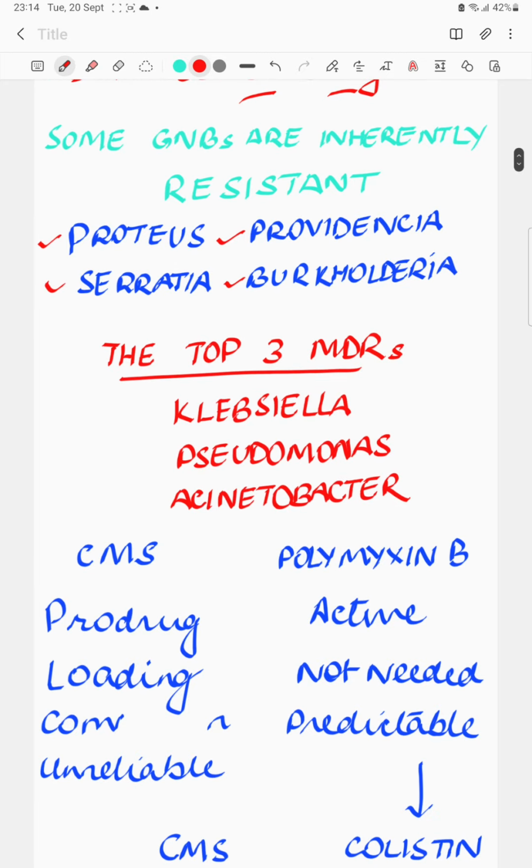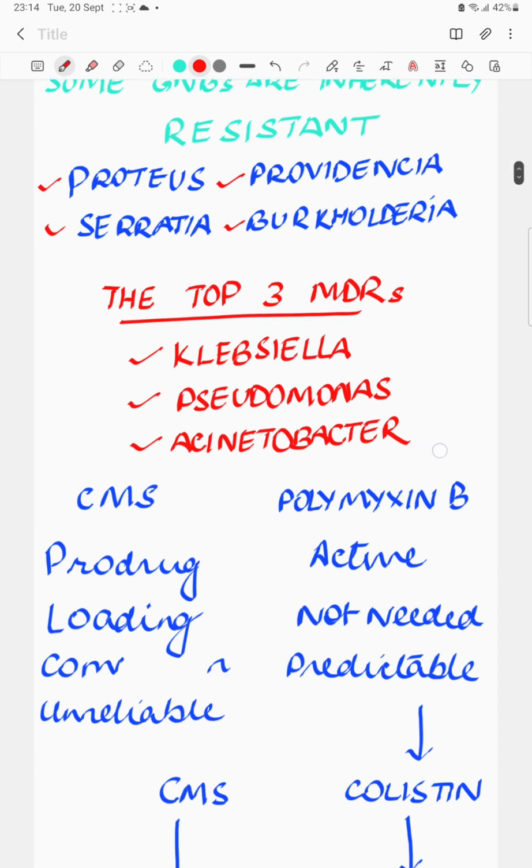But the top three MDRs against which colistin has a fair level of activity are Klebsiella, Pseudomonas, and Acinetobacter. The three which are very notorious for nosocomial infections, of being multi-drug resistant, including elaboration of carbapenemases. And here, colistin is one of the drugs which is of great use.